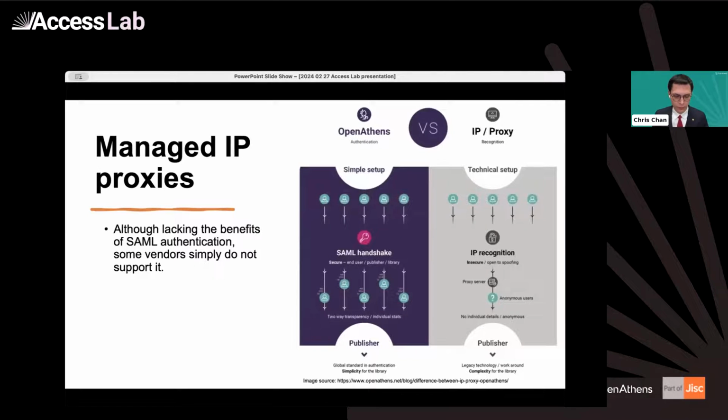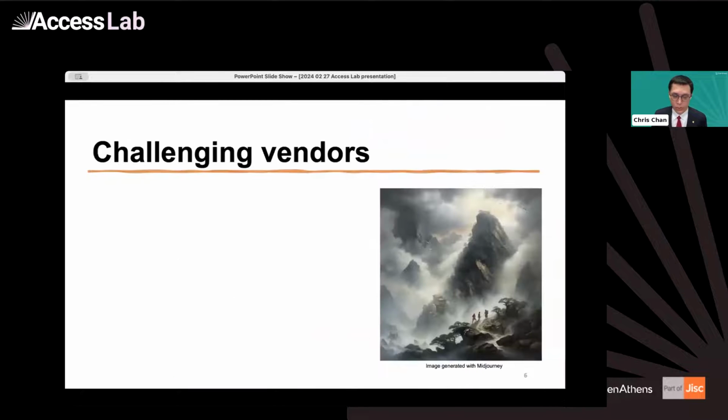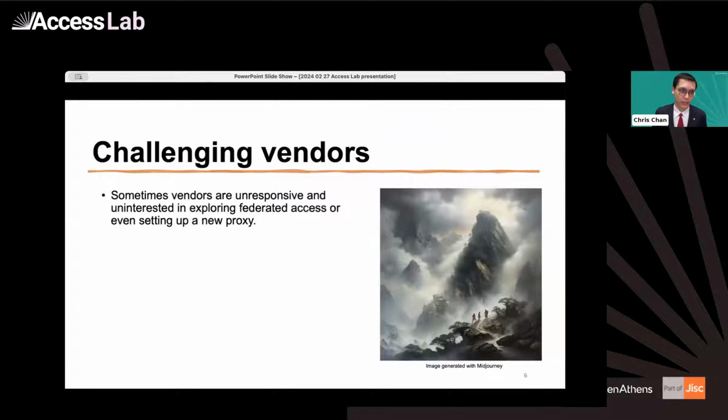And I should add that whenever we as a customer talk to our publishers, we really do ask them, could you consider doing SAML? Could you consider doing federated access? But sometimes they just don't do that. But if they do support other proxy solutions, it should be possible to set this up with OpenAthens' service as well. But the challenging vendors, sometimes they're unresponsive, or they're just uninterested in exploring certainly federated access, but even setting up a new proxy, we've had some challenges.